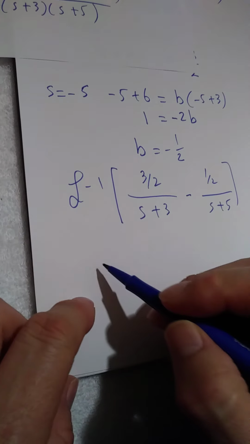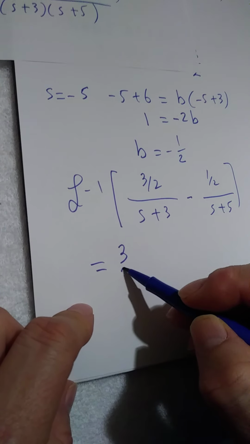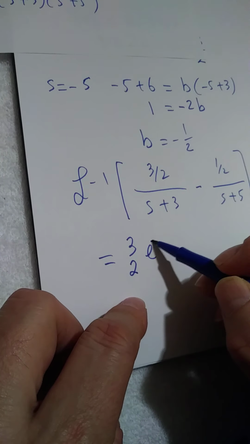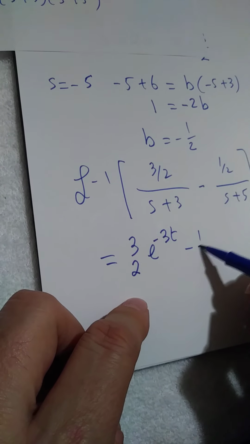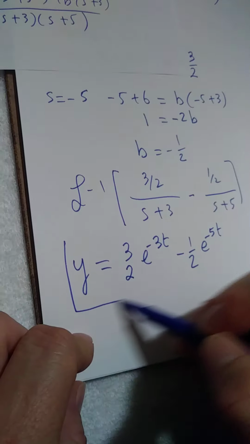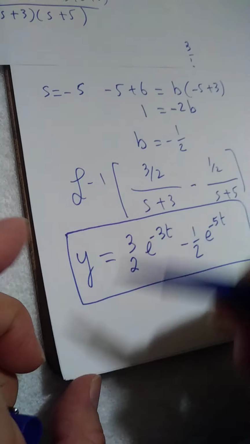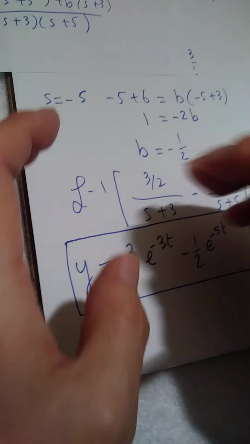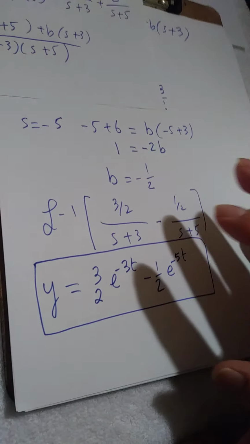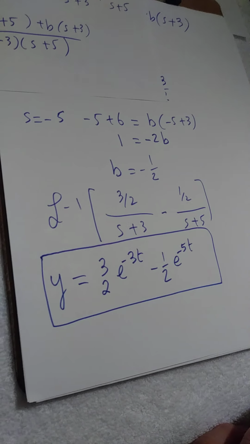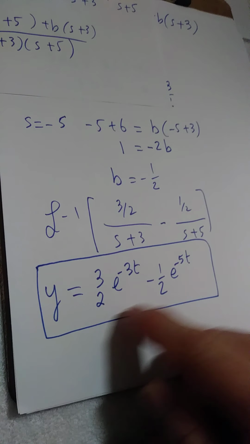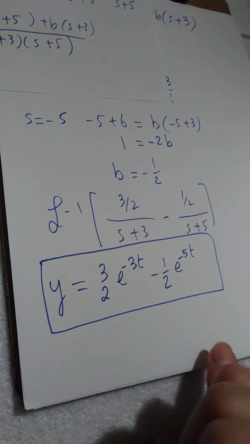When you're inverting this, this will be 3 halves. The inverse of 1 over s plus 3 is e to the minus 3t, minus a half e to the minus 5t. And this was y. This is the solution of the original IVP. We don't have to actually solve the equation and then find the constants. It could have been non-homogeneous, homogeneous, anything. This is the final solution, including the constants C1 and C2. So that's what's good about this method.